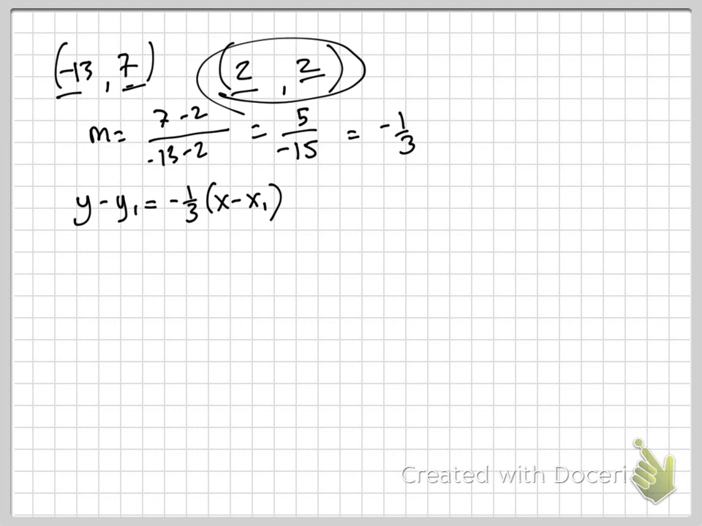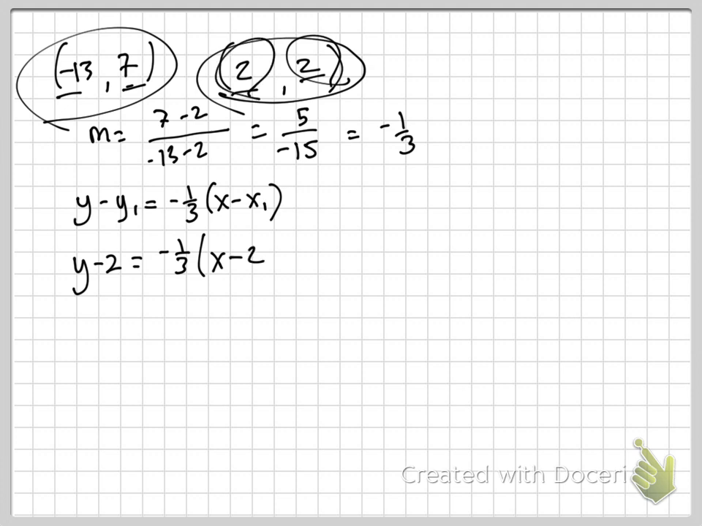This looks like it'll be better than using that. Okay, so that's my y1. So y subtract 2 equals a negative 1/3 times x subtract 2. So y subtract 2 equals a negative 1/3 x. A negative times a negative is a positive, and 1/3 times 2 over 1 would just be 2/3.